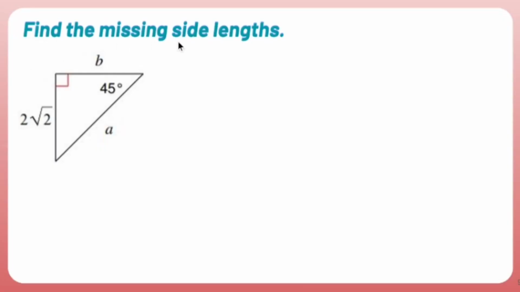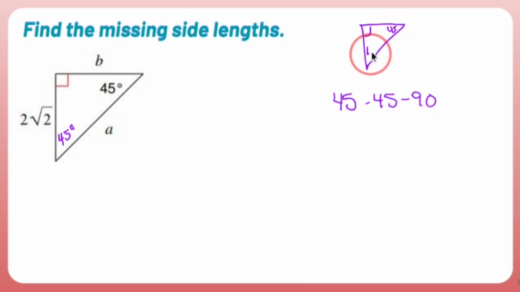Find the missing side lengths. What I have here is a 45-degree angle and a 90-degree angle, and common sense tells me you're also going to be 45 degrees. This is a special triangle called the 45-45-90 triangle. 45-45-90 gets its name from the fact that I have a triangle with a 45-degree angle, another 45-degree angle, and a 90-degree angle. The legs here, since this is an isosceles triangle, are exactly the same. So I'll call you A and I'll call you A as well.